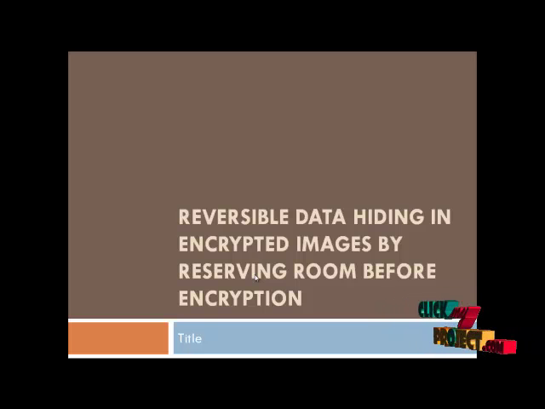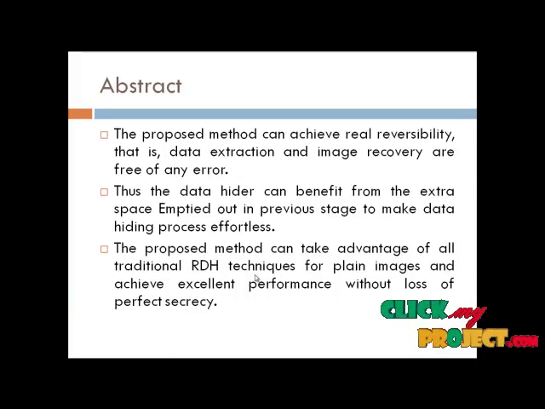The title of the project is Reversible Data Hiding in Encrypted Image by Preserving Room Before Encryption. Reversible Data Hiding in Encrypted Images is a new topic drawing attention because of the privacy-preserving requirement. Previous methods implemented RDH in encrypted images by vacating room after encryption. Here we preserve room before encryption, so the data hider can benefit from the extra space made available in the previous stage, and the data hiding process will be effortless.